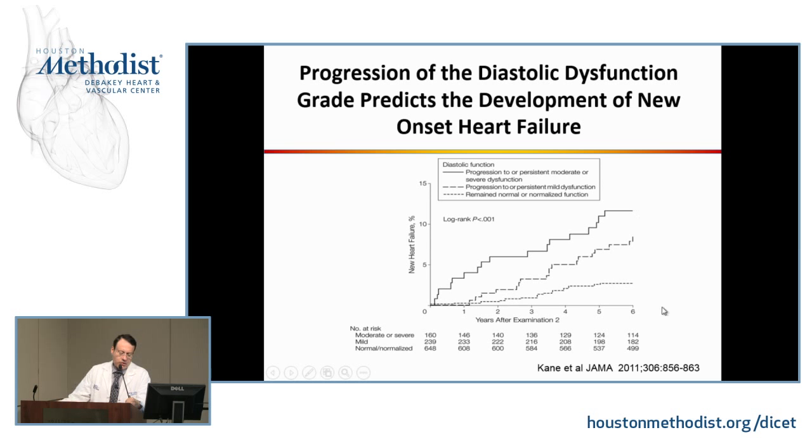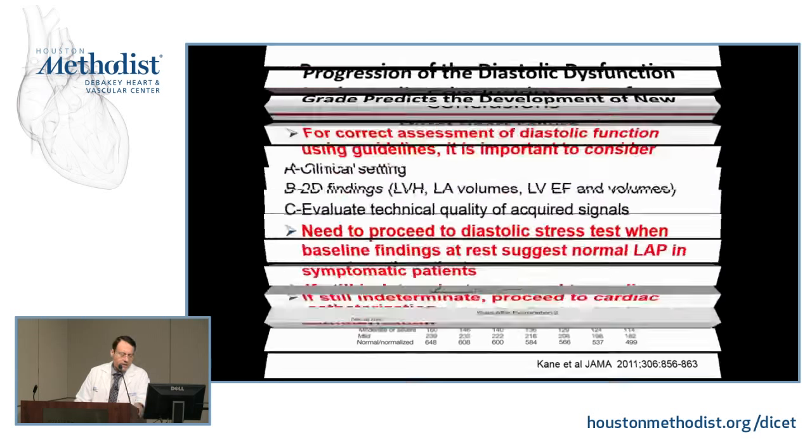This is an epidemiologic study from the Mayo group, where if a patient had progression to persistently moderate or severe diastolic dysfunction, the heart failure event rate was on the order of 11 to 13%. If they progressed from normal to mild dysfunction, so now we are talking impaired relaxation, normal LAP pattern, the heart failure rate over that period of time was 7%, whereas if they stayed normal or were abnormal but became normal on follow-up on a repeat echocardiogram, the heart failure event rate was on the order of 2 to 3%. So it makes a difference.